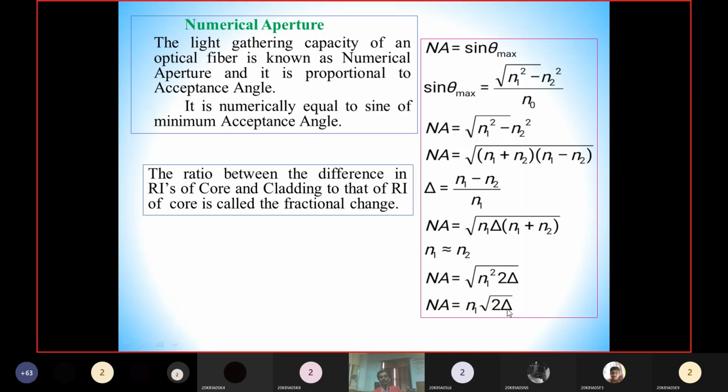Delta is the difference in refractive index. Sometimes they don't give the n2 value, and just give the difference between the refractive index of the core and cladding. In that situation, we will use delta. This is the numerical aperture value. What is the definition of numerical aperture? It is the light gathering capacity of the optical fiber.